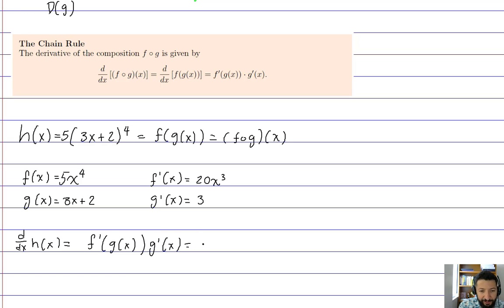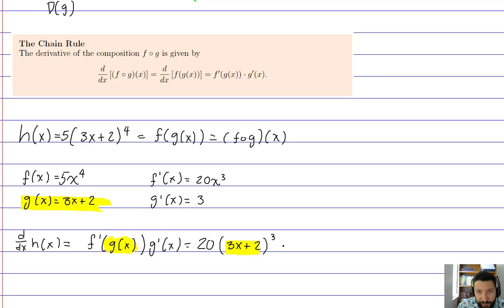Now f prime at g of x is going to be 20 times whatever I plug in, in terms of g, cubed. So what is going to be g? So g would go here, and g is simply this function that I have here. So just the inside function that we originally had gets to be copied in place. So basically, I treat that at the moment as if it's just 5x to the 4th and copy that 3x plus 2.